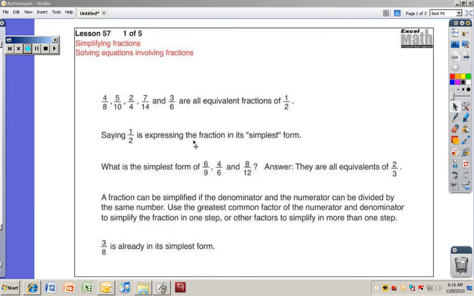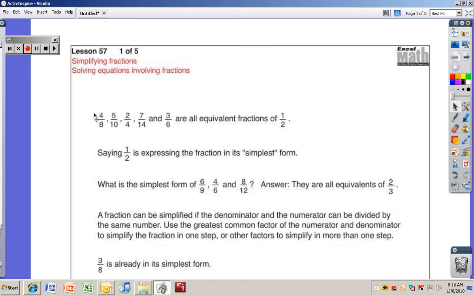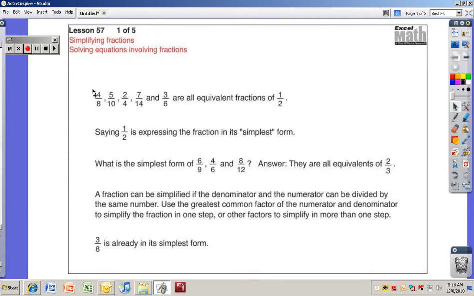So first, let's start reading here, and it says 4/8. Whoa, didn't mean to do that. Let me get my pen back here.